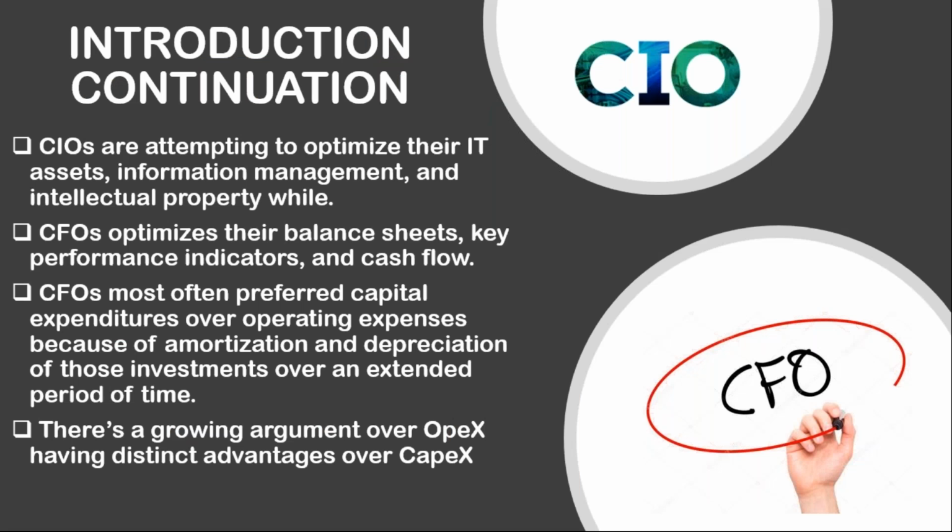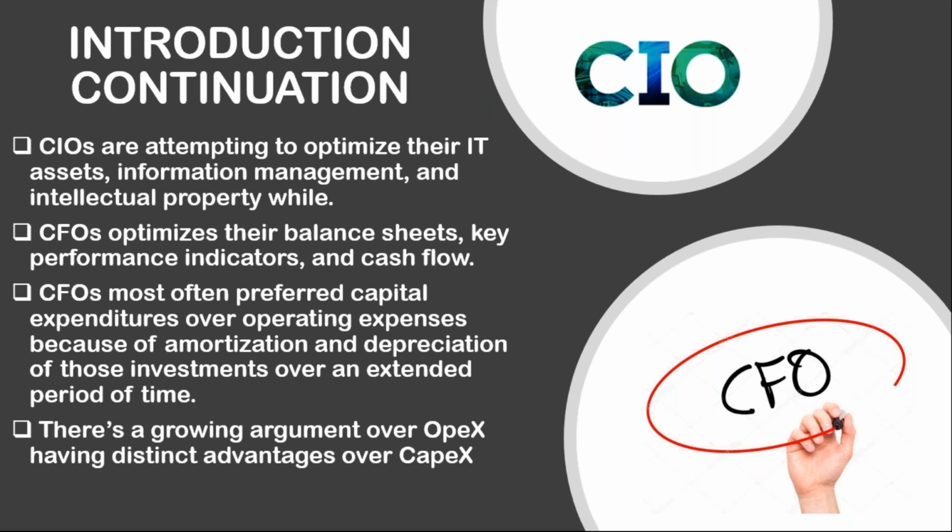Nevertheless, the CIO and CFO have different perspectives on capex and opex. For a CIO, he is looking at his IT assets. He is also looking at information management and all intellectual property lines. For a CFO, he is looking at his balance sheet, his key performance indicators and his cash flow.